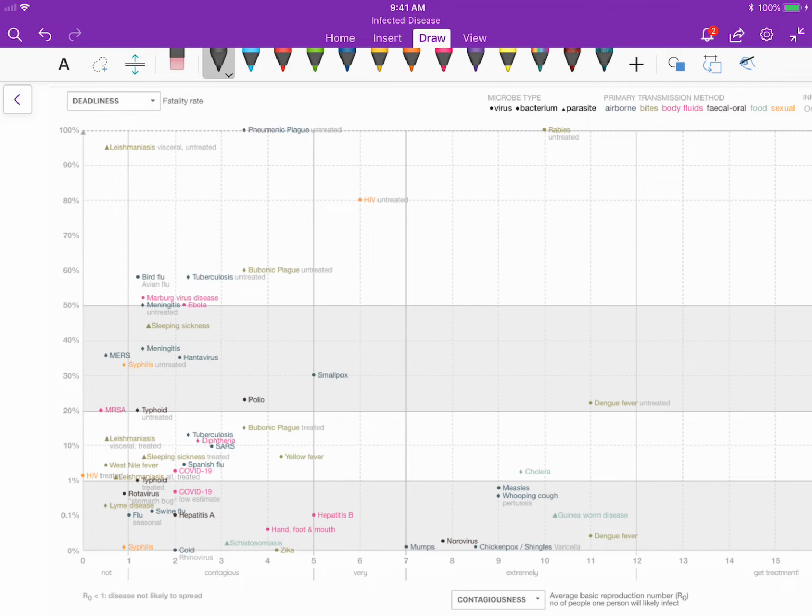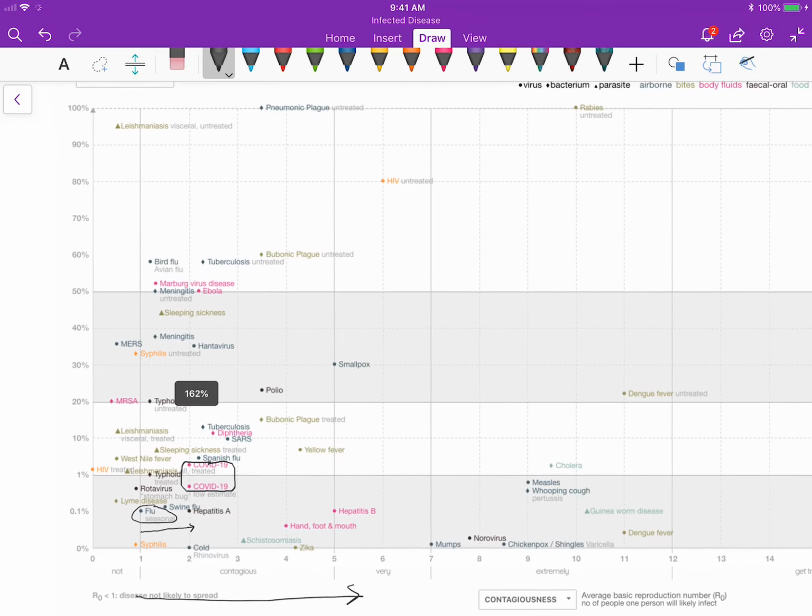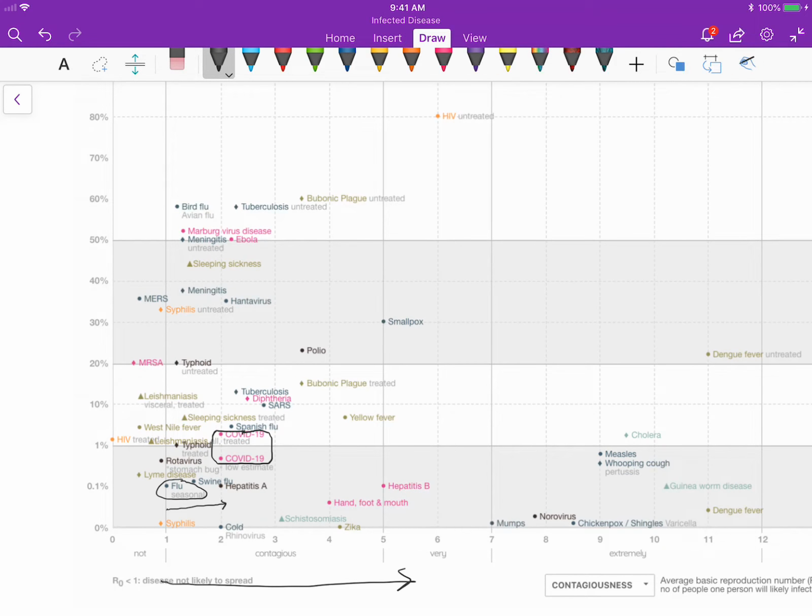We know this virus is very contagious. We know this virus is similar to a flu. So here's our seasonal flu. But it's more contagious than the flu, because the farther you go to the right, the more contagious you get. And the higher you go up, the more deadly, meaning out of 100 people, how many of those 100 will die? So coronavirus is around 1% as of estimates of today.